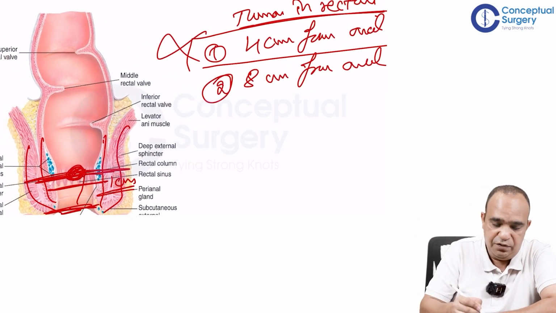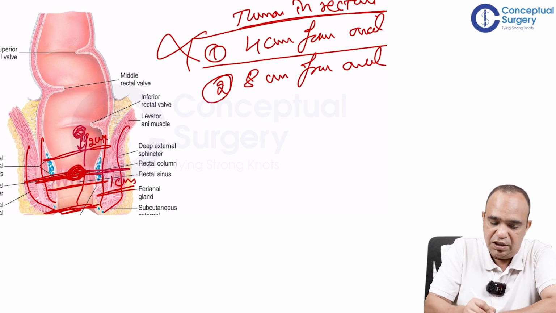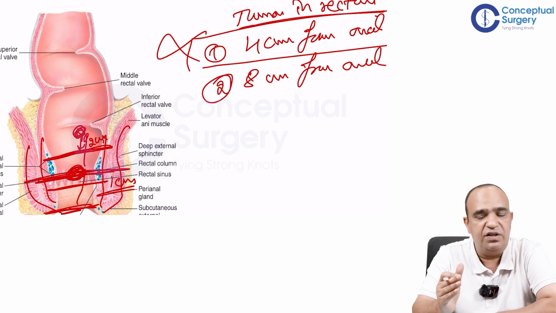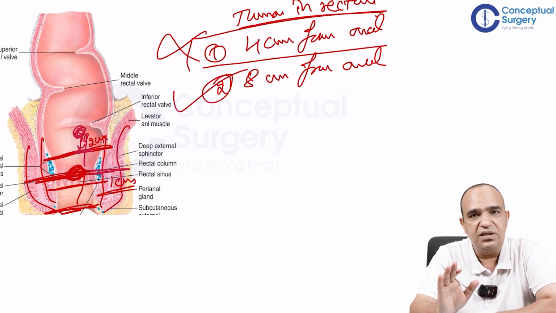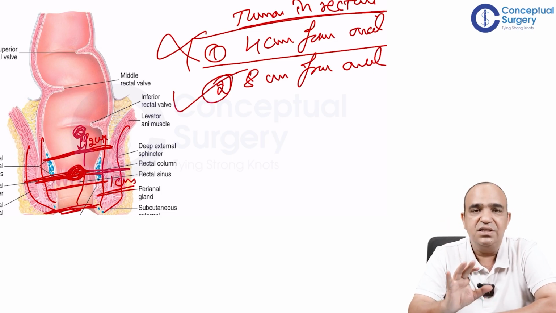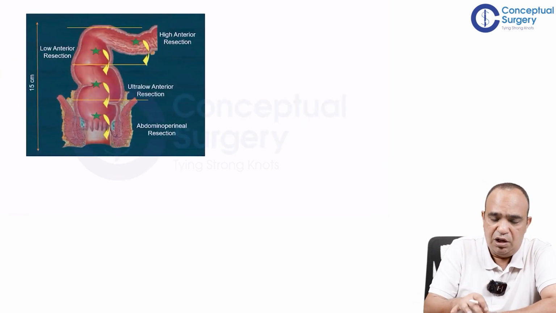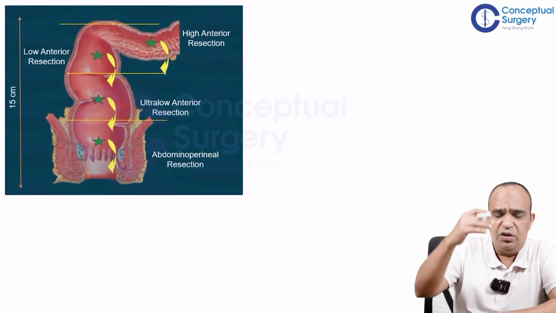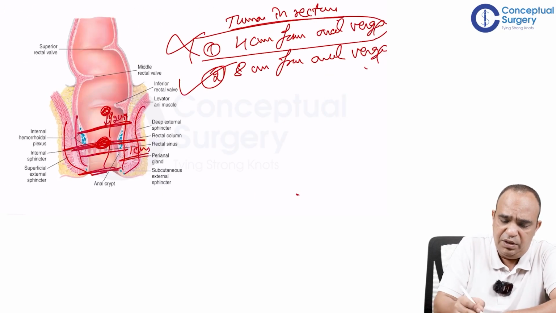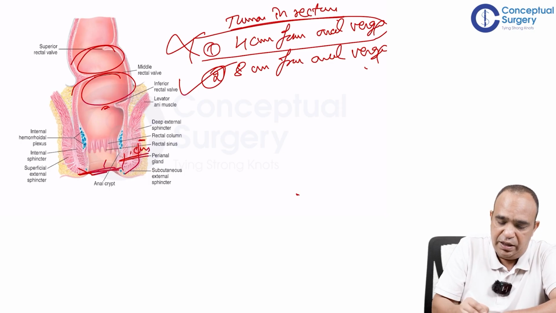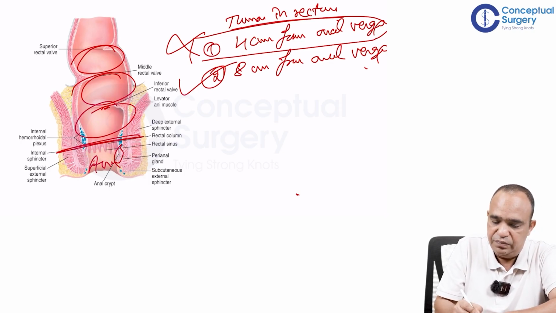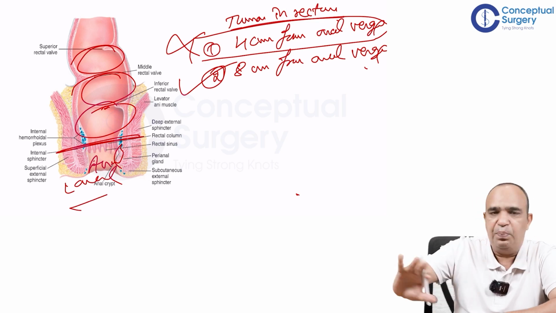8 centimeter, 3 plus 4, roughly here. Even if you add 2, the margin of resection will be well above the dentate line. You can save the sphincters. So this is how you calculate. This is how you answer, right? Okay. Now you have different types of resections depending on levels of rectum. You know the rectum. This is the upper 1/3, mid 1/3, and the lower 1/3. Then the dentate line. That's the anal canal. This is how simple.